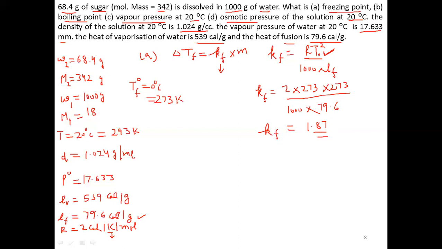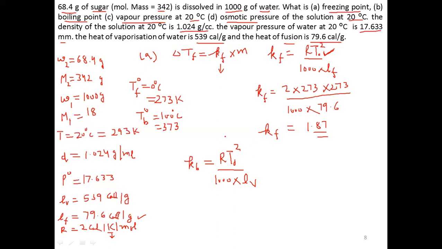Similarly, we can calculate KB because we also have to calculate the boiling point. So let us calculate KB. KB is the same relation, R T naught square divided by 1000 into LV, where T naught is the boiling point of pure water. I will denote it by TB. Naught means pure water. It is 100 degrees Celsius, or 373 Kelvin.